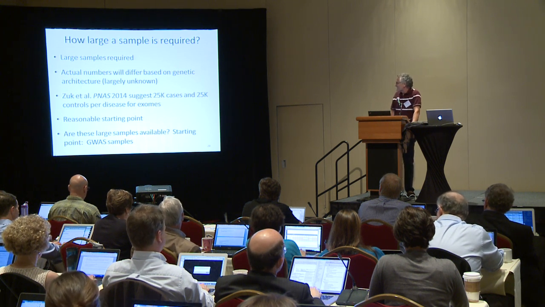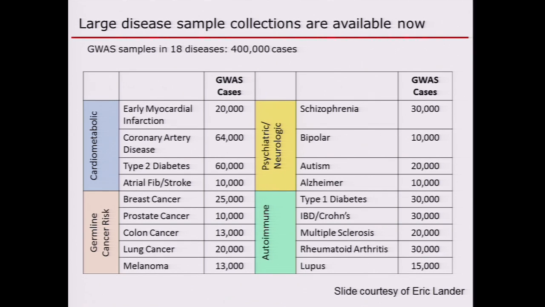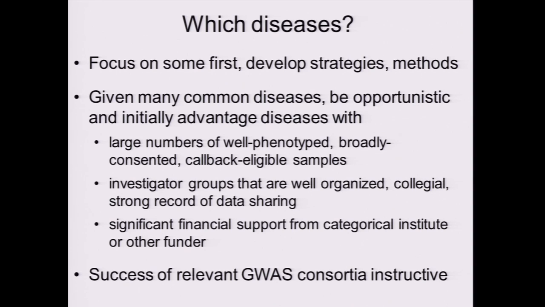Obvious question is, are these kinds of large samples available? And we have a happy fact of starting in a situation where a lot of GWAS has happened. This slide is courtesy of Eric Lander, bringing together across 18 different diseases, I guess this was in February, Eric said, different numbers of genome-wide association study cases for cardiometabolic, cancer, psychiatric, neurologic, and autoimmune diseases. Not all of those reach 25,000 cases, but a lot of them are there or beyond, and particularly if one were to say we want to do an effort where we're going to focus on a number of diseases with this kind of numbers, some communities might be ready and some would have the impetus to do more to bring larger numbers together.